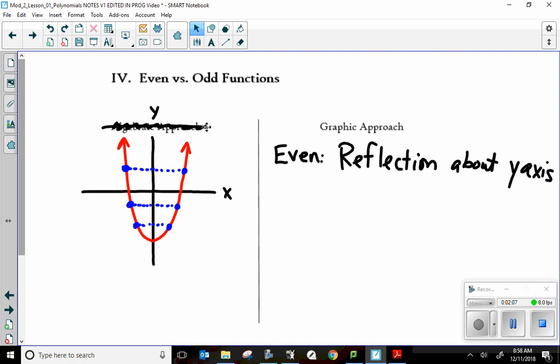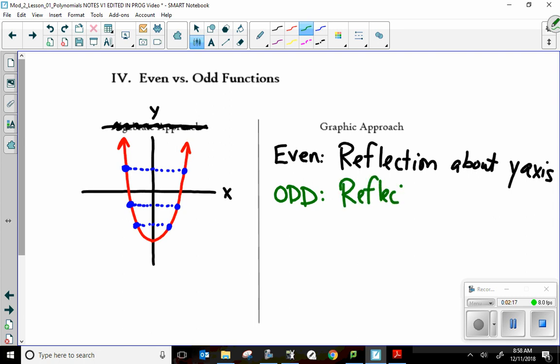Okay, so let's take a look at odd. How can I tell if a function is odd? By looking at its graph. It is also a reflection. No, it's not a reflection about the x-axis, because most people think, oh, if even is a reflection over the y-axis, odd has to be a reflection over the x-axis. No. It is a reflection about the origin.